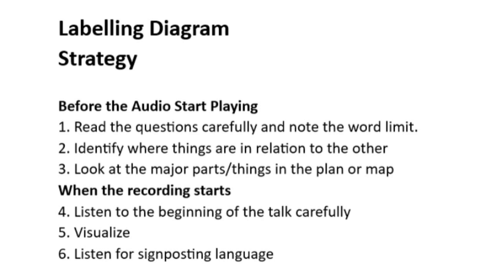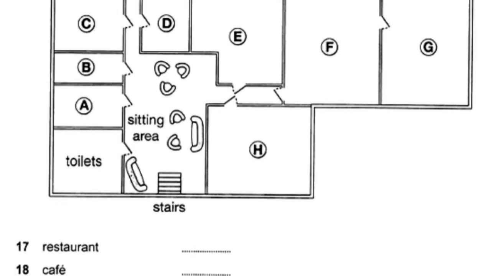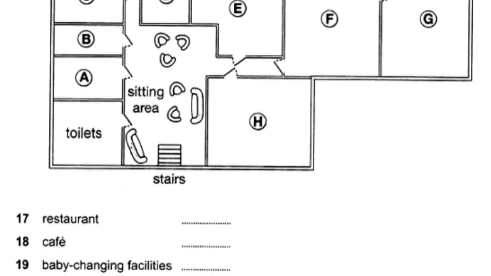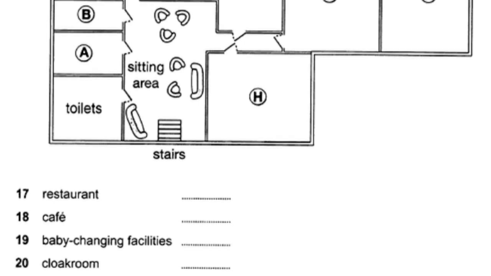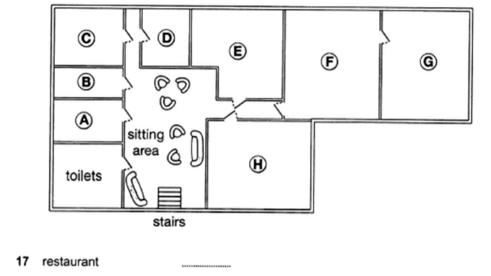When the recording starts, listen to the beginning of the talk carefully. Everything is connected. So imagine you miss out the first answer. Let's say you miss out where the restaurant is located. The speaker now says that the cafe is opposite the restaurant. Yeah. You have missed out that answer. Let's see step number 5.